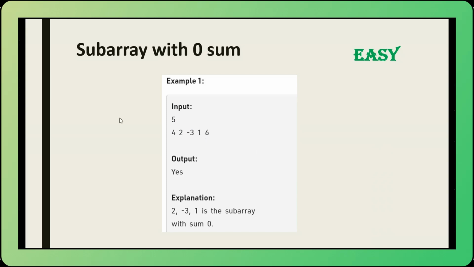In this problem, we are going to find a subarray with a zero sum. We will be given one input array. We need to check if there is any subarray whose sum is zero. Let's go to our board and try to understand in a much better way.